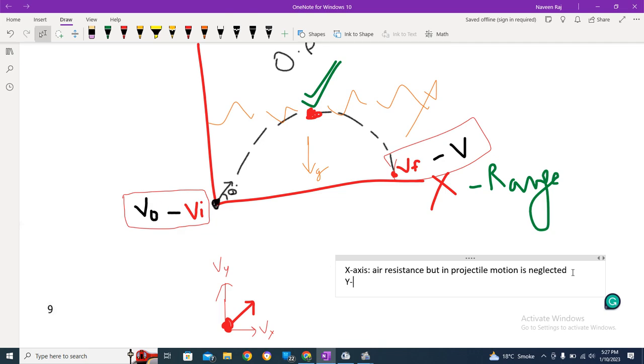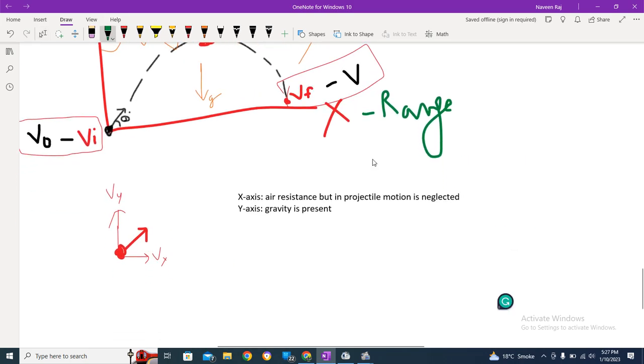Y axis, gravity is present, right? Okay, so as I said, the air friction is neglected in the projectile motion.